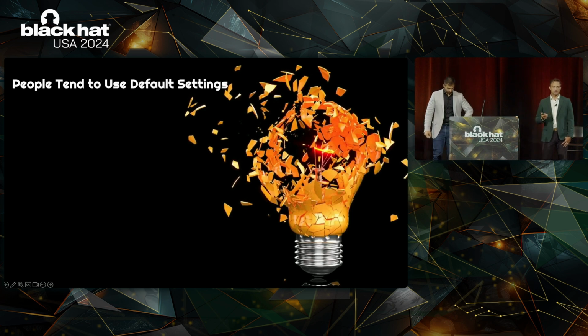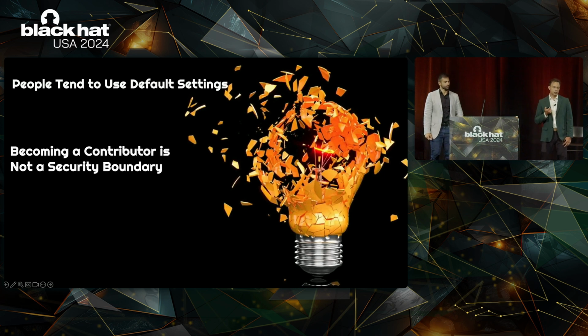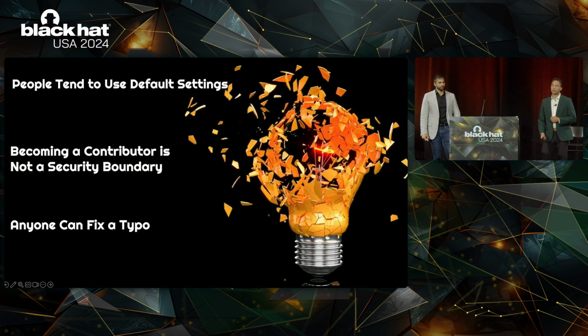There's a few reasons. The first is that people tend to use default settings, no matter how insecure. And in the case of public GitHub repos, some of their default settings are pretty insecure. The second is that becoming a contributor is not a security boundary. All a contributor means is you've submitted a PR and it's gotten merged. That is not an actual security boundary. The third one is that anyone, even us, even you, can fix a typo.